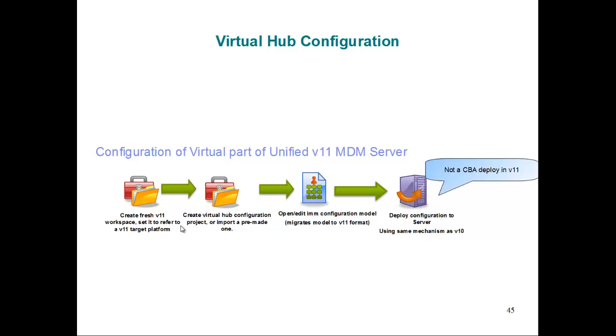The process starts with a fresh workspace, and as you'll see, we've prepared it by creating a connection to the server. We can create a virtual hub configuration with a wizard, basing it off a template. We can edit it and then deploy it to the server in pretty much the same way as we did in version 10, which is not using a CPA deployment, it's using a separate deployment wizard. Okay, on with the action.